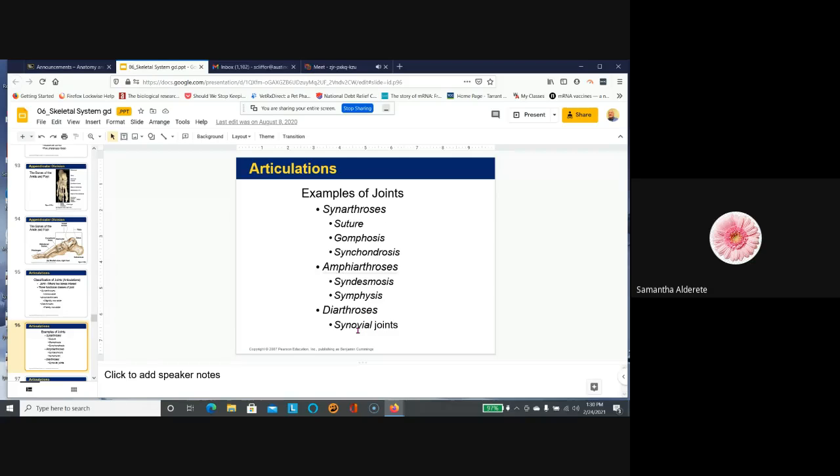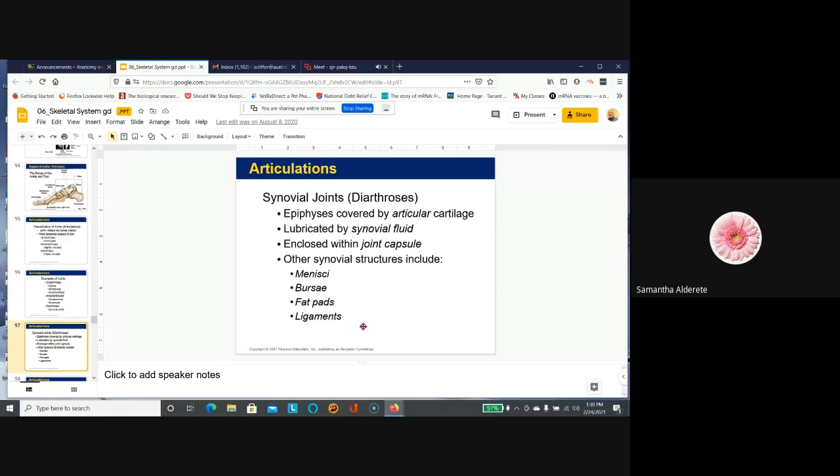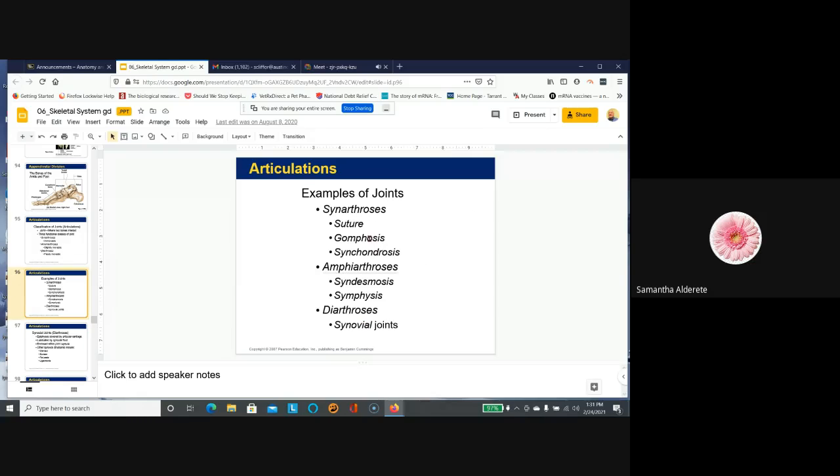Most of the joints of the body are synovial joints. Again, a suture is a synarthrotic joint where there's very little movement. You have the gomphosis where your teeth are joined into your jaw. We'll move along with different examples in a moment.